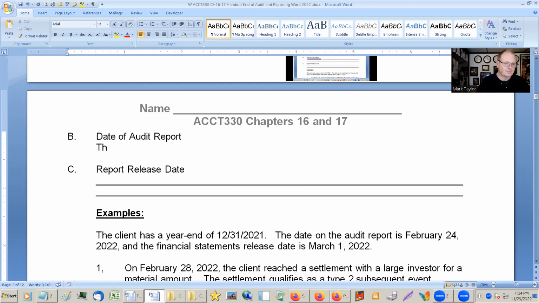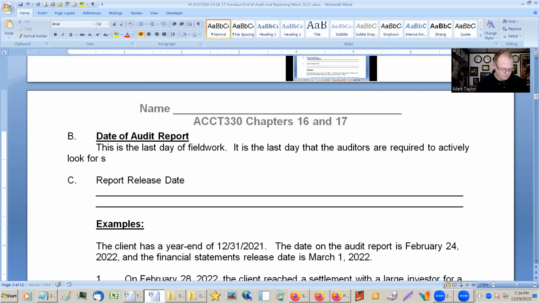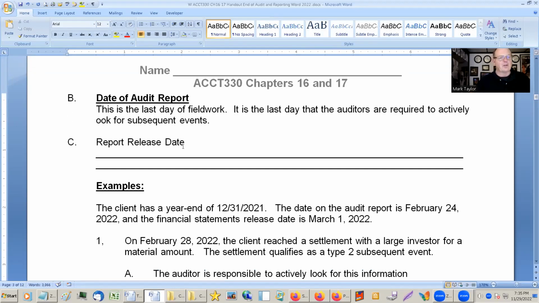So date of the audit report. This is the last day of field work. It's the last day that the auditors are required to look for subsequent events. So it is the last day of field work.